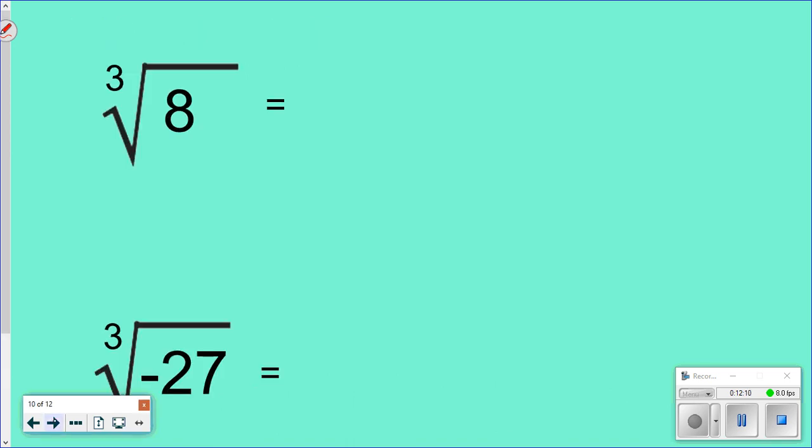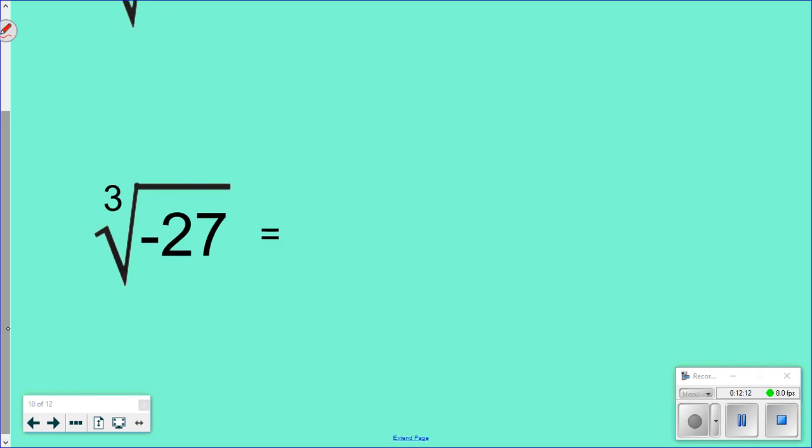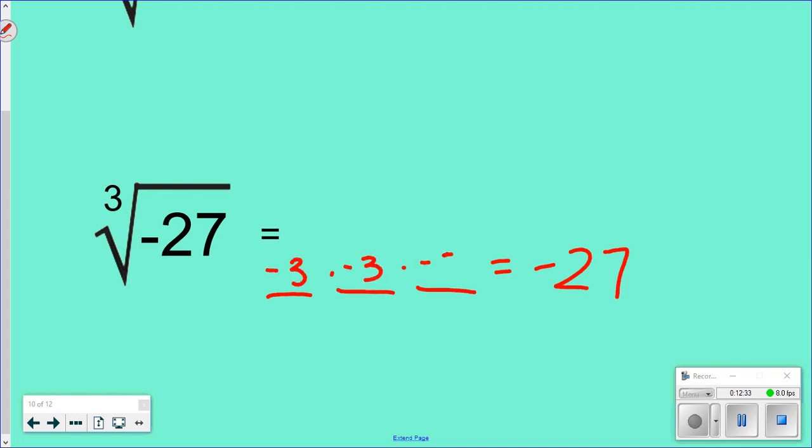Okay, so I just did that one up on top. Let's do this one down below. I kind of did this one for you too. So I know that something times something times something is going to give me negative 27. I know it's going to be a negative number, because if it wasn't negative, it's got to have some kind of negative in there. And I know it's actually negative 3 times negative 3 times negative 3. So the cube root of negative 27 is negative 3.